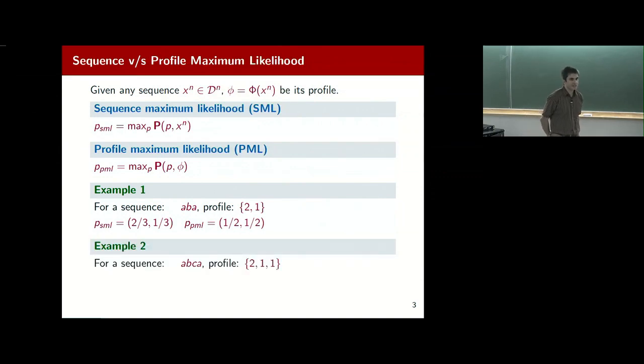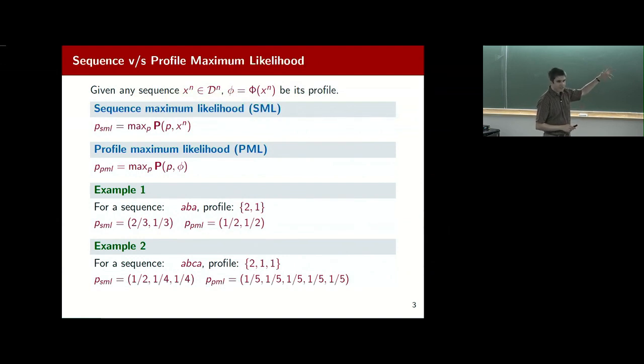Suppose we had a sequence whose profile was 2, 1, 1. Again, sequence maximum likelihood is the empirical distribution. It's going to be 1/2, 1/4, 1/4. What's the profile maximum likelihood? Again, this is not clear. 1/3, 1/3, 1/3 is the obvious guess from the previous one. It is a uniform distribution, but it's actually a uniform distribution on 5 elements.